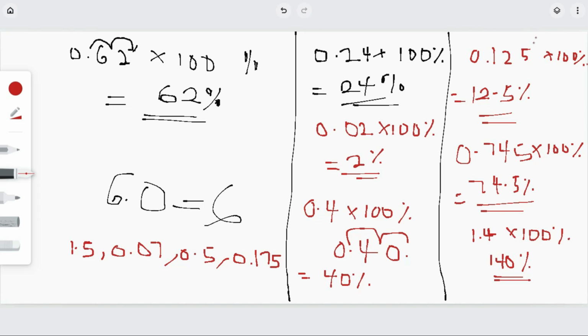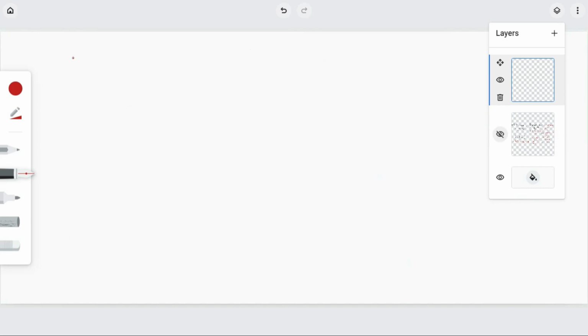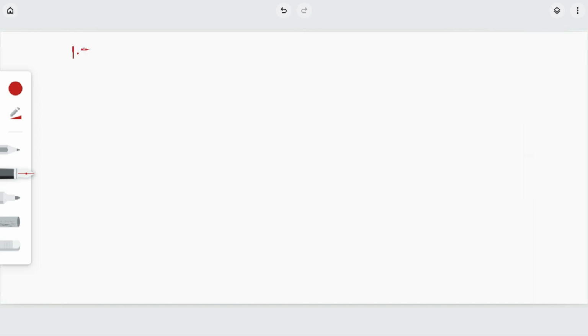So 1.5. If you want to change 1.5 to a percentage, you multiply it by 100 as usual and you add the percentage sign, you understand. So the answer will now be, you shift the decimal point 2 times, 1 and 2. So the answer will be 150, and it's 150%. So that's the correct answer.